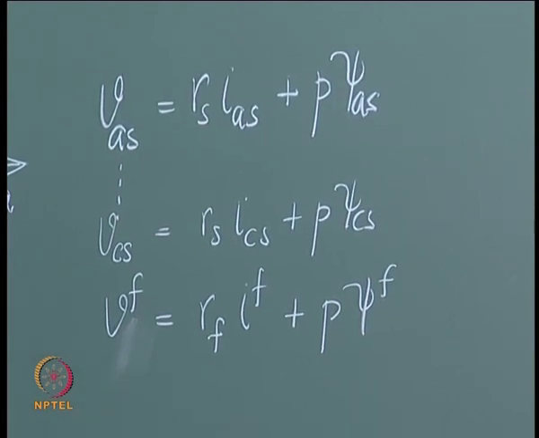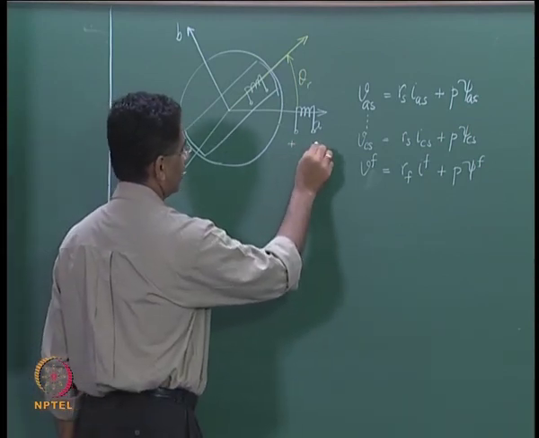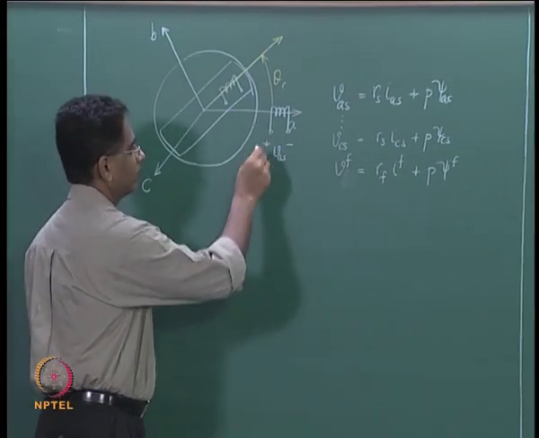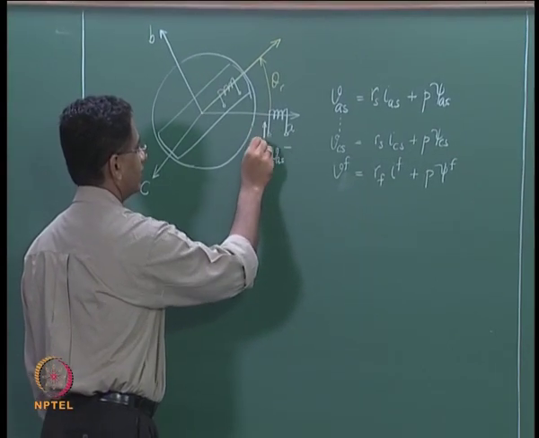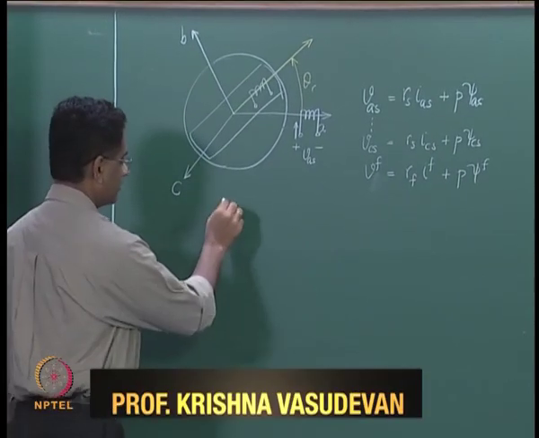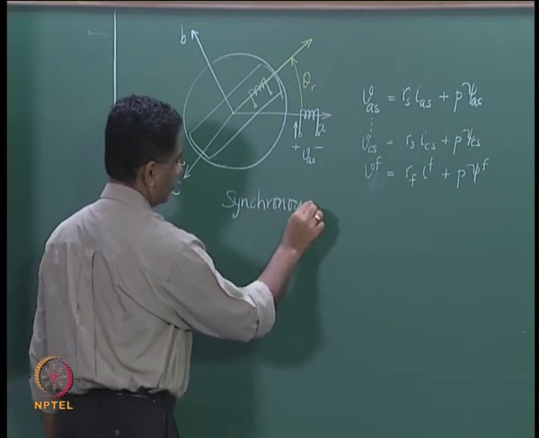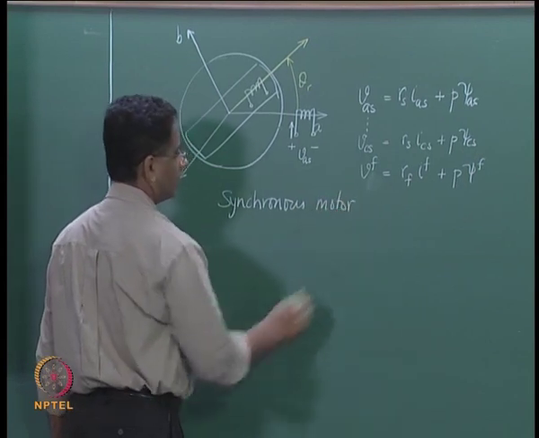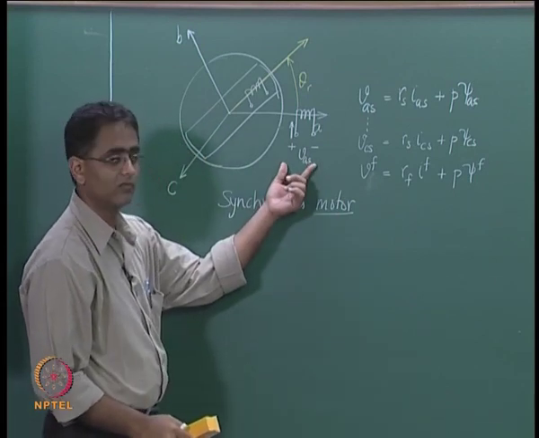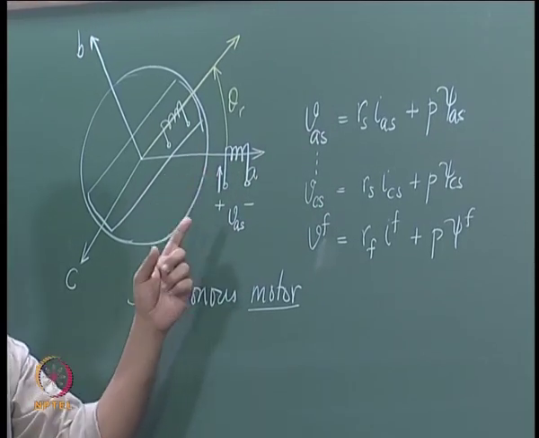What is essential to note is that the way we have written the equations, if you have an applied voltage VAS here, this equation implicitly means that we are taking the flow of IAS into the winding here, and therefore we are treating the machine as if it is a synchronous motor. We are following motor conventions. That means if you apply a voltage VAS, the direction of IAS is assumed to be into the terminal which is marked as plus.